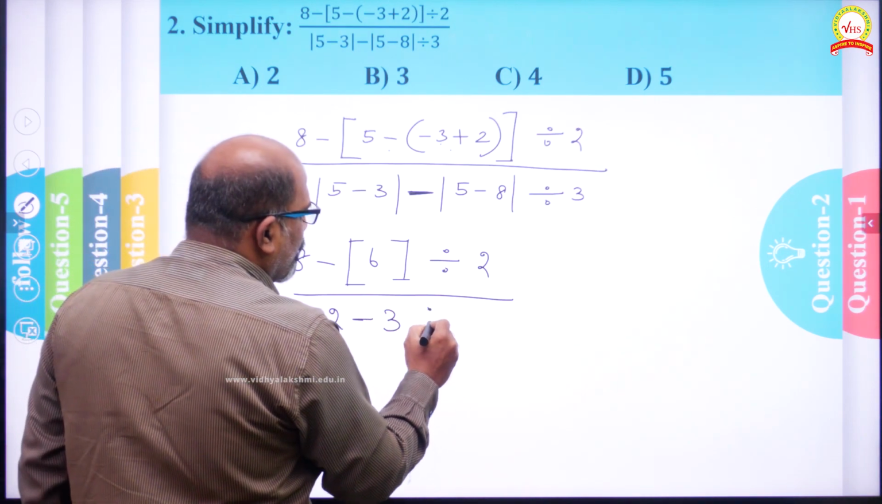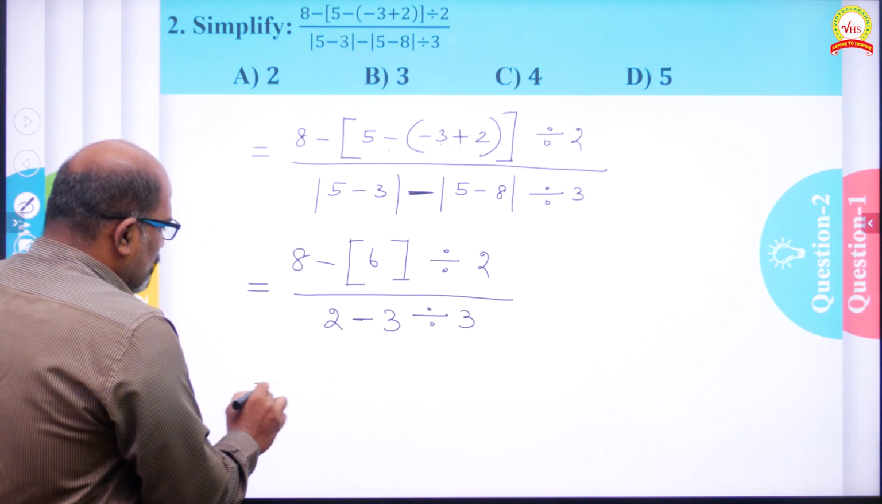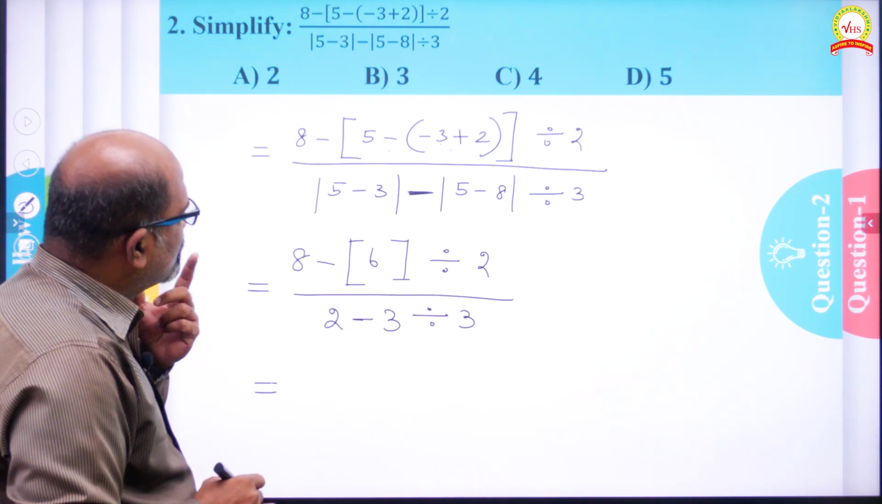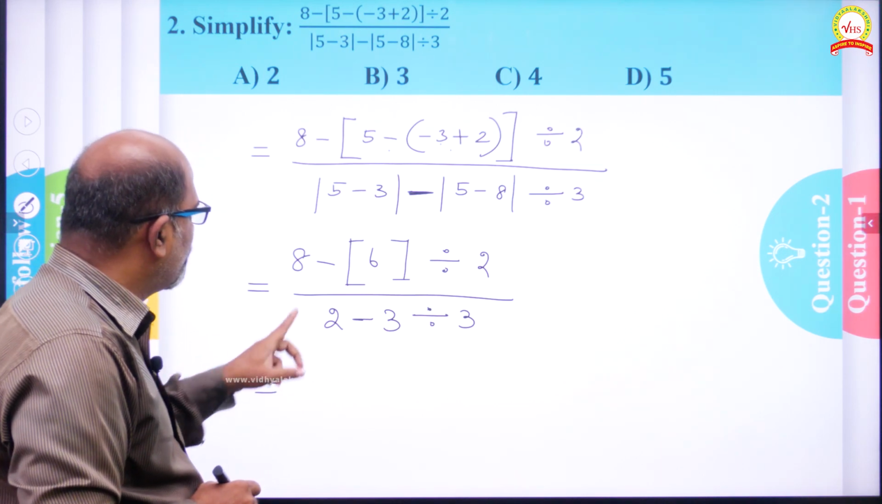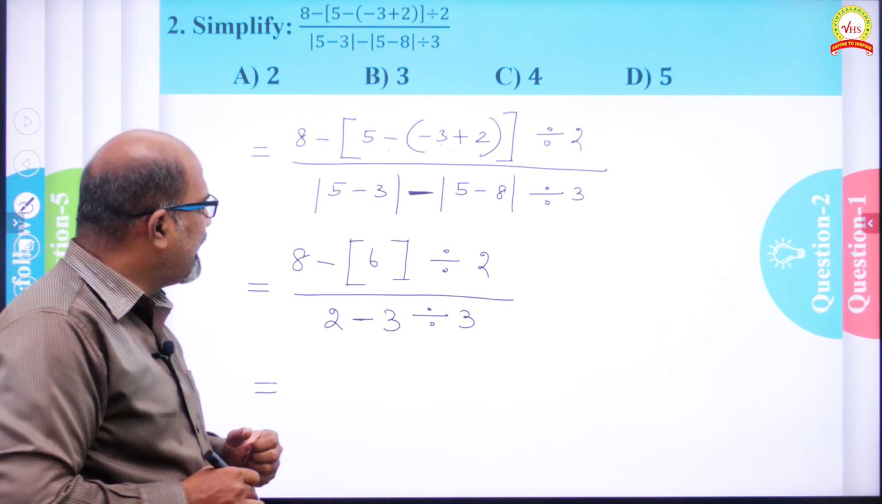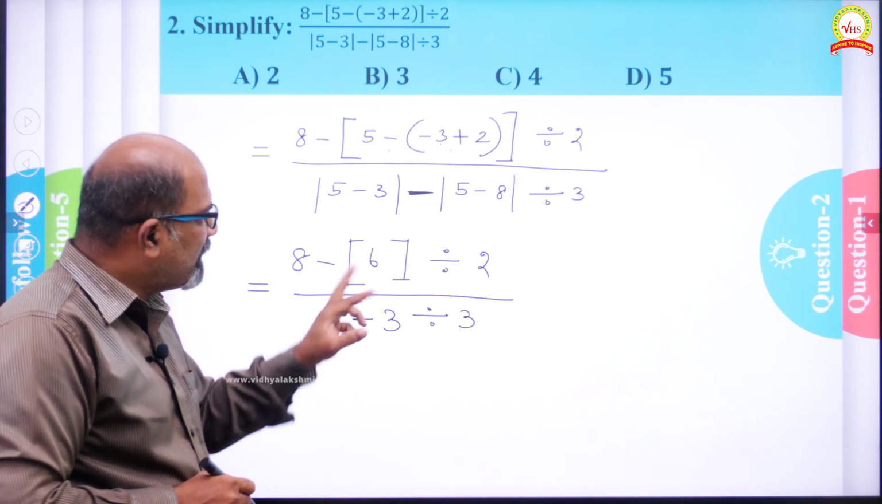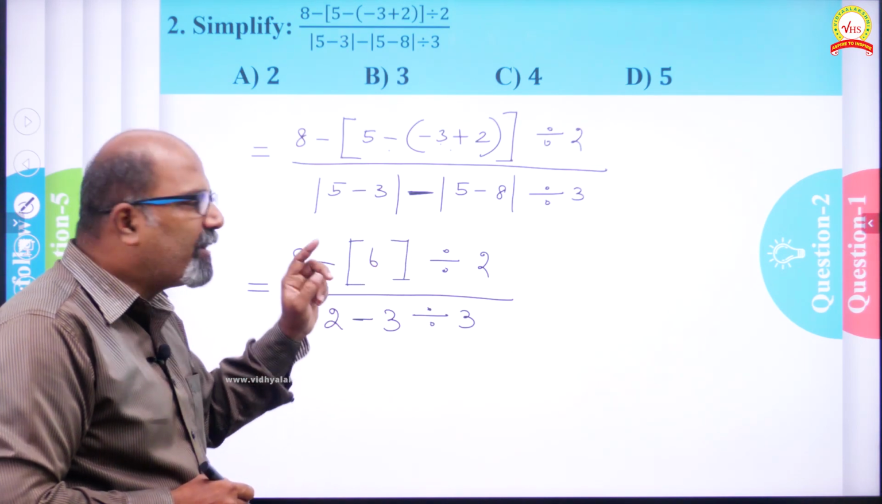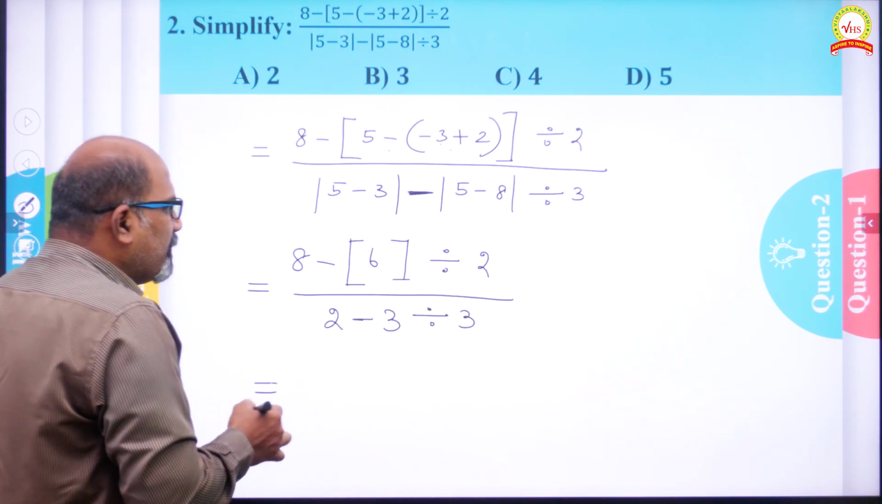And later on followed by divided by 3. So after this step we have to look at what step we have to do furthermore, whether it's this subtraction or this division. We have to think about it. Definitely I tell you division we have to carry out first, because after division only we have to perform this subtraction. So 6 divided by 2, what will you be having? 6 divided by 2 is 3.